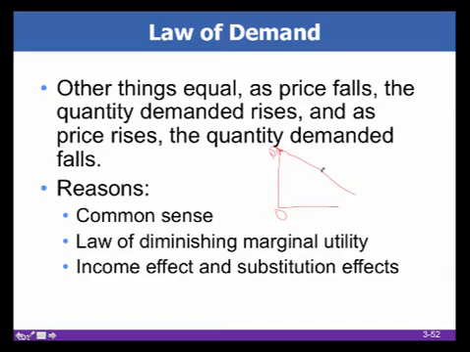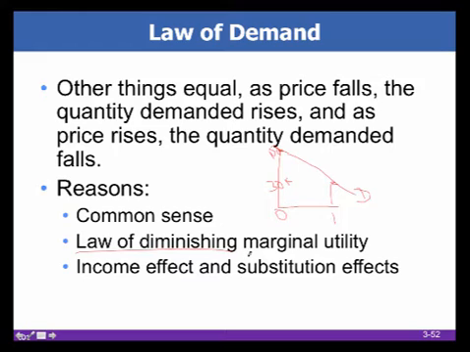Okay, but if Ferraris get way down here to say $30,000, then I will demand 1 Ferrari. But that's the same demand curve. The problem is that Ferrari is not interested in supplying any Ferraris for $30,000. Now, why is this? Well, there's common sense. Obviously, when the price goes down, you buy more. When the price goes up, you buy less. That just makes sense. But there's also the law of diminishing marginal utility.